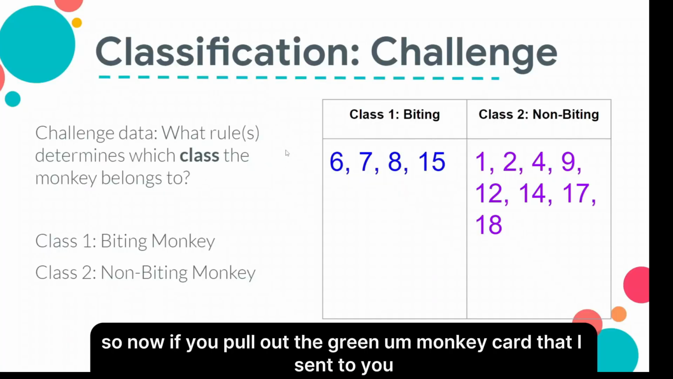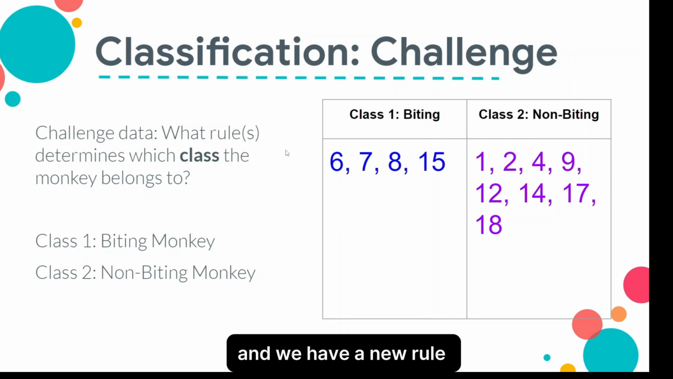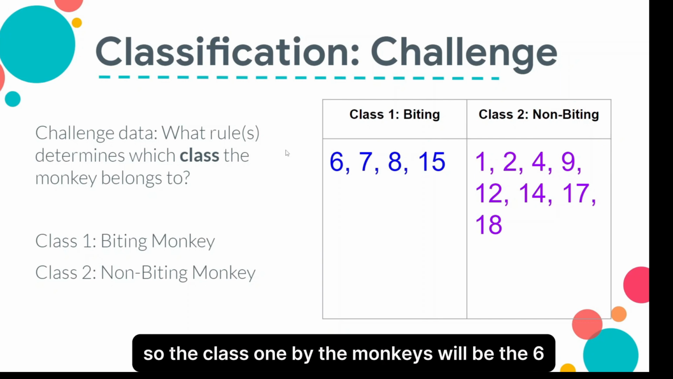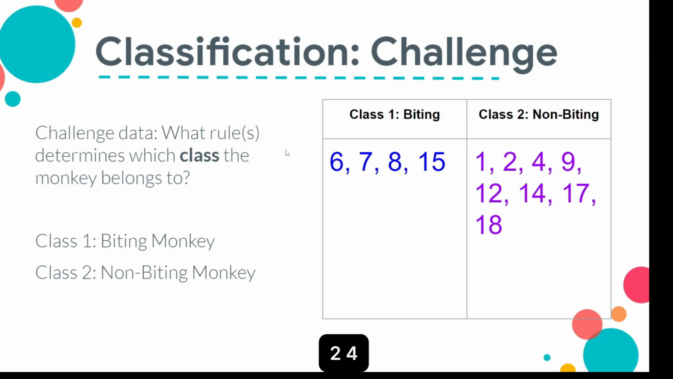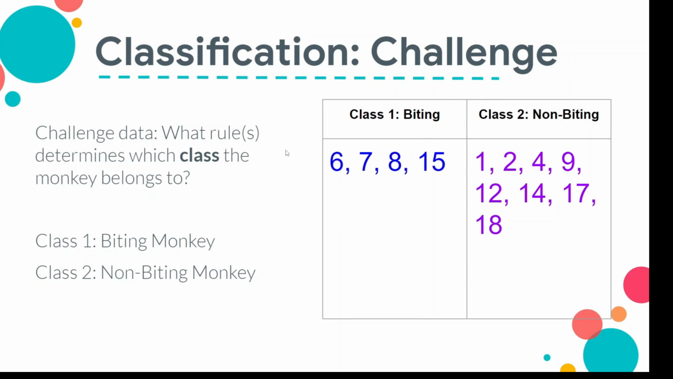So now, if you pull up the green monkey card that I sent to you, you're going to see a list of 20 monkeys. And we have a new rule that we created to classify these monkeys. The class 1 biting monkeys will be the 6, 7, 8, and 15 monkeys. And the class 2 non-biting monkeys will be the 1, 2, 4, 9, 12, 14, 17, and 18 monkeys.